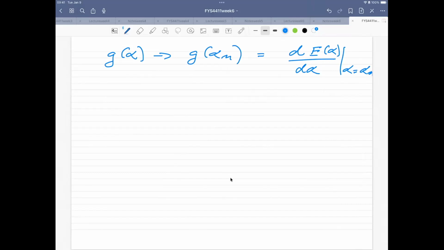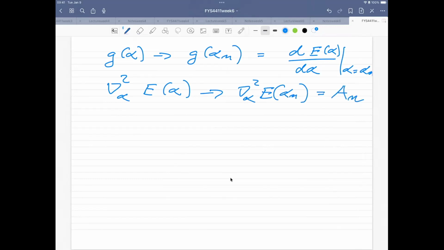The other thing is that if I look at the second derivative of E of alpha, this is something which I'm going to just label as a quantity which is calculated at iteration n. And I'm going to simply label this as a quantity A of n. So that's the second derivative. So these are just notations which I'm introducing.